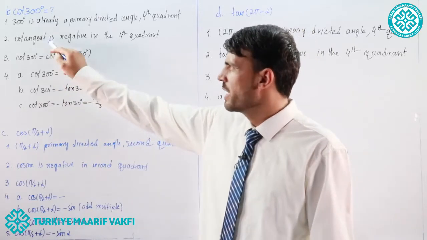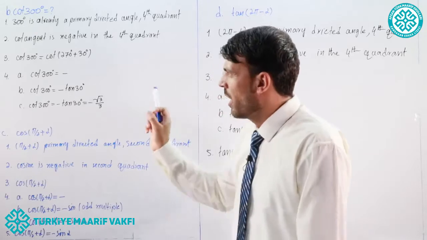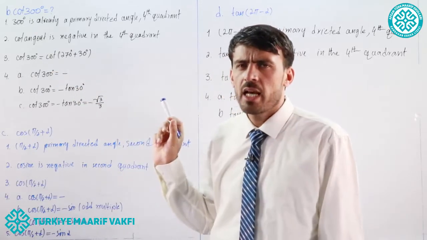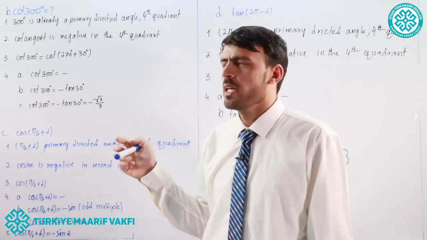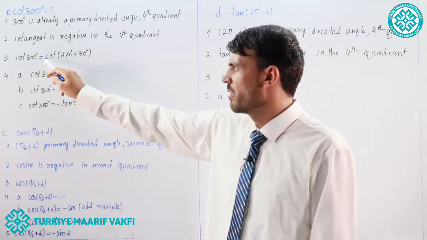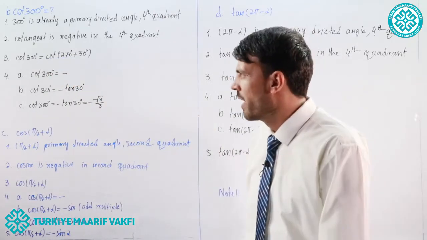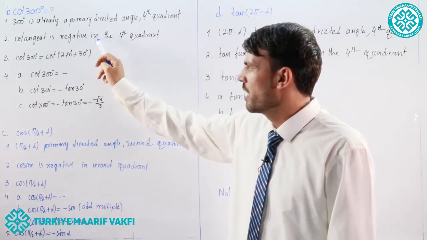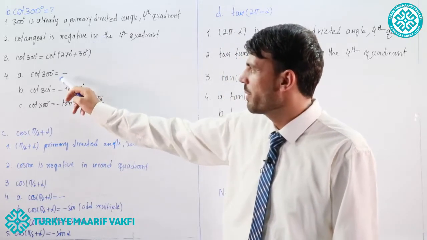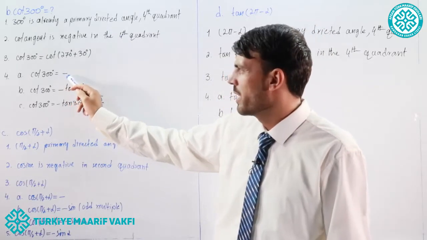And cotangent is negative in the fourth quadrant because of a stick. Then write the angle as a sum or difference of two angles, one of which is a quadrantal angle. We have written this as 270 plus 30. In the fourth step, the first step is to use the sign from the second step, which is minus.